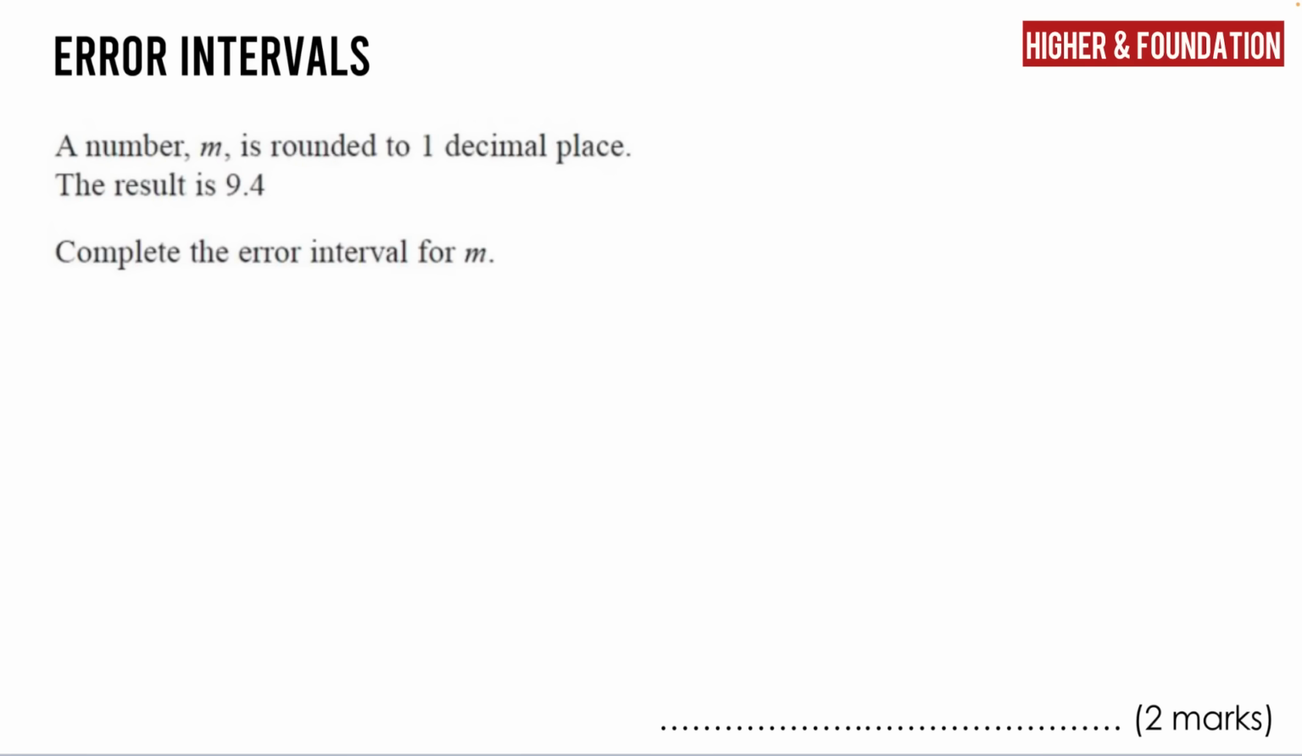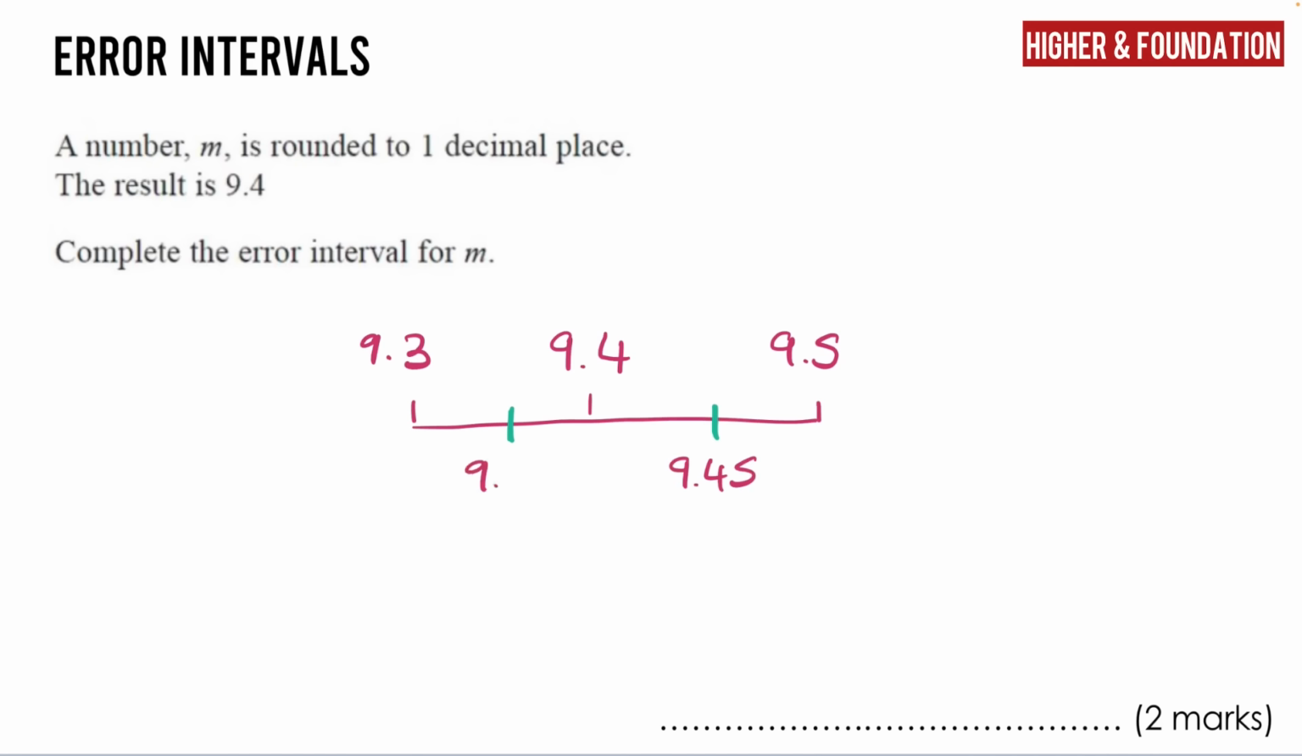Okay, so for an error interval, this one here has been rounded to 1 decimal place. Now we can visualise this on a number line. The 1 decimal place above and below 9.4 would be 9.5 and 9.3. Now when looking at error intervals, we're looking at the cutoff points in the middle of those. So between 9.4 and 9.5 is 9.45, and between 9.3 and 9.4 is 9.35.